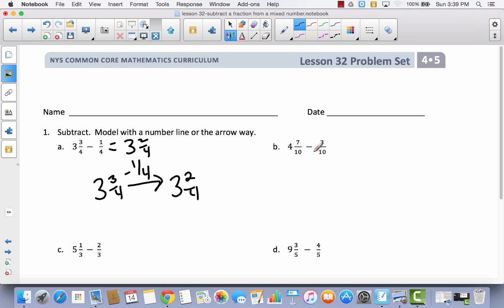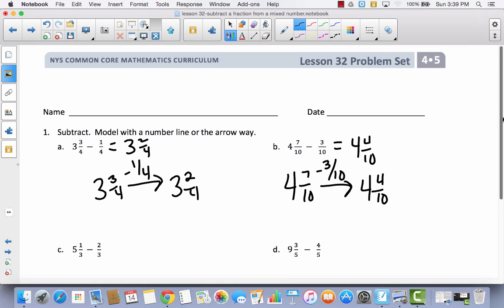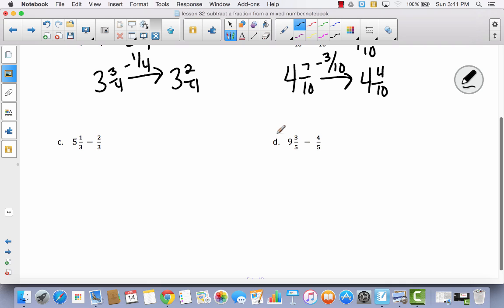Same thing here. I've got 3/10 and I'm taking away from 7/10. That's simple to do. I'm going to take 4 and 7/10. I'm going to take away 3/10. That's going to leave me at 4 and 4/10. So again, nothing difficult about that. I'm just taking 3/10 away from 7/10, okay? Here's where it gets a little bit complicated.